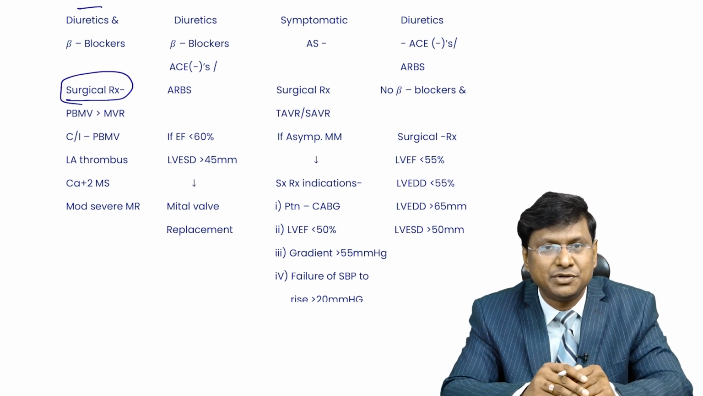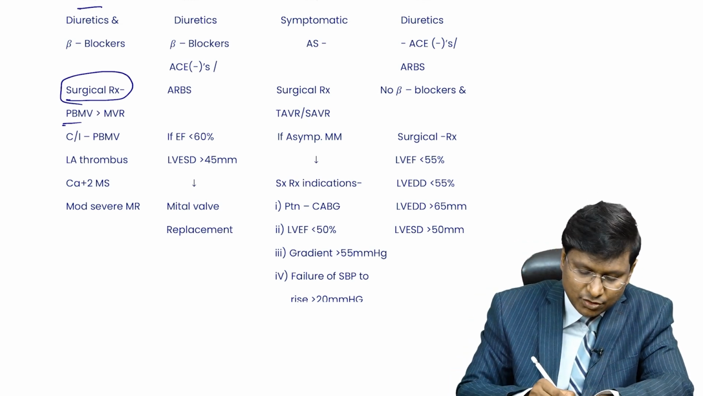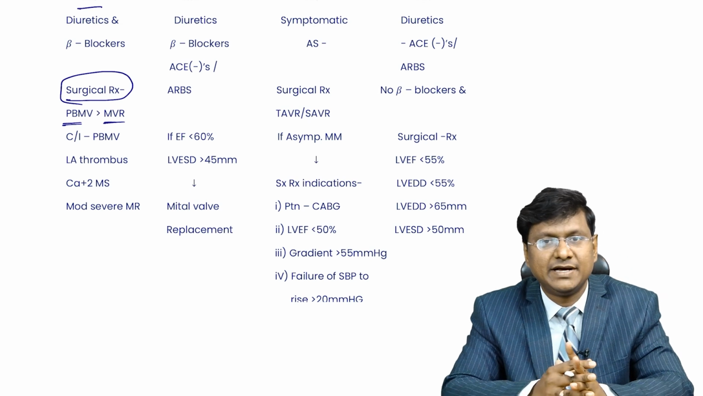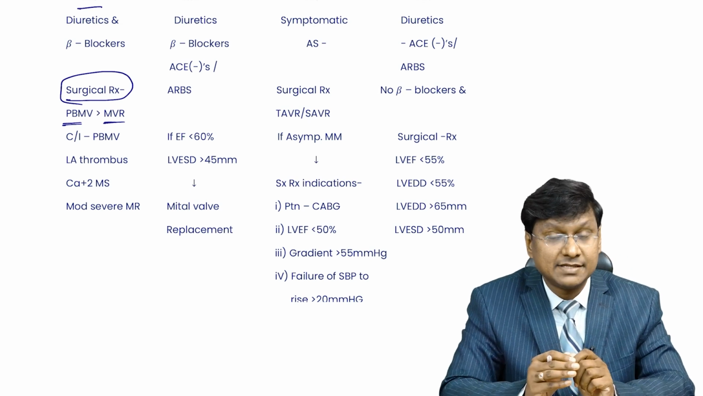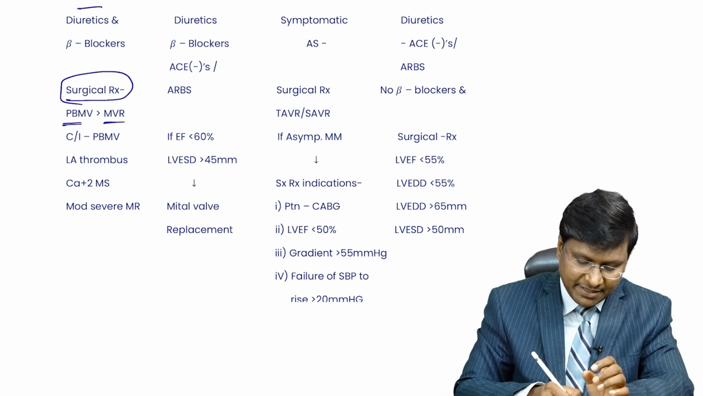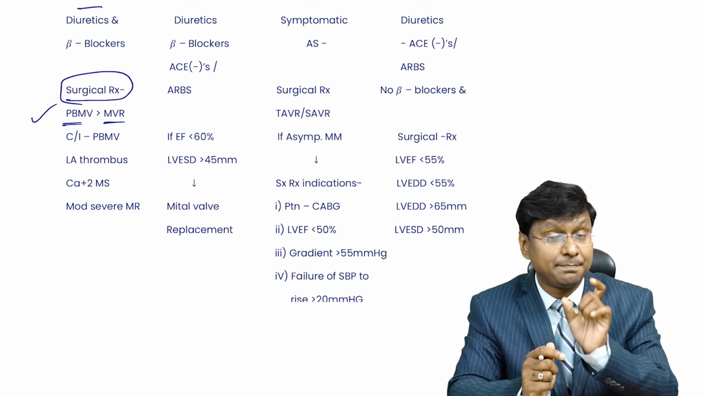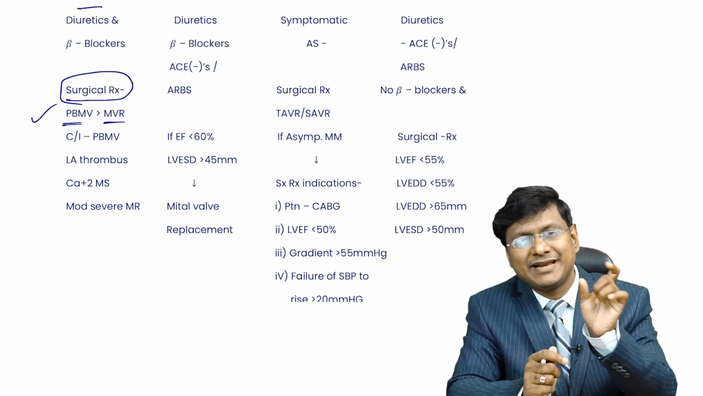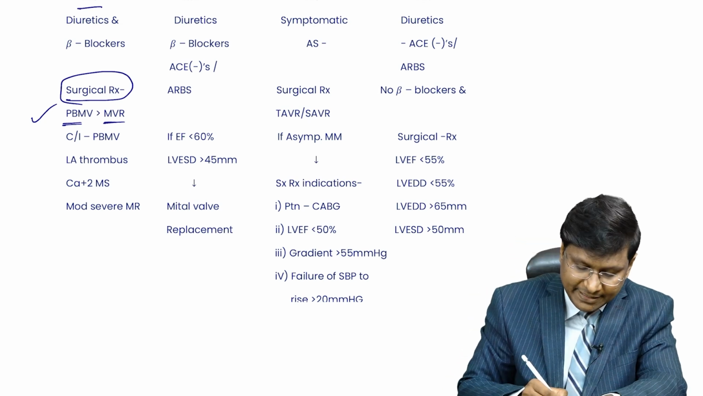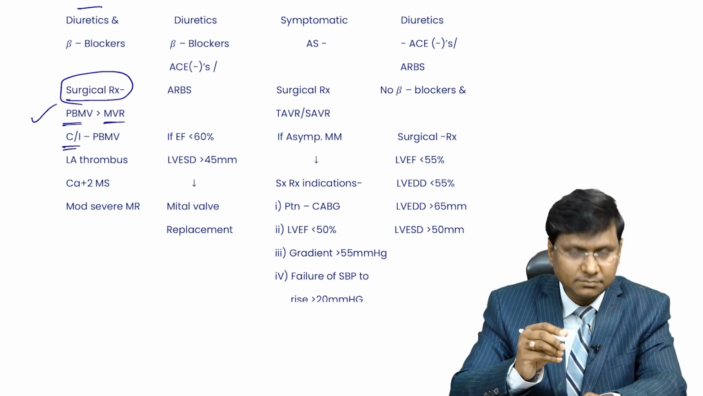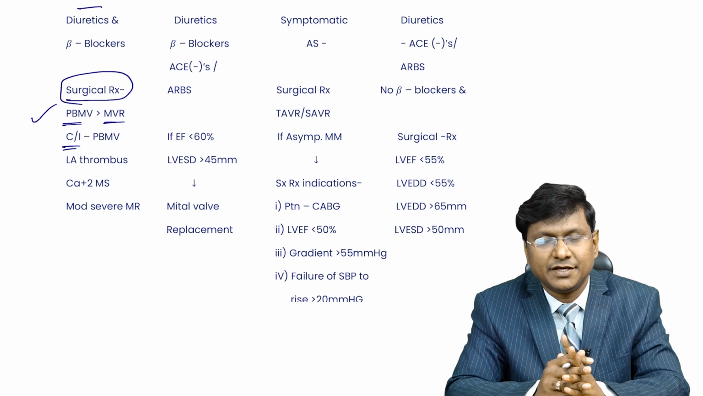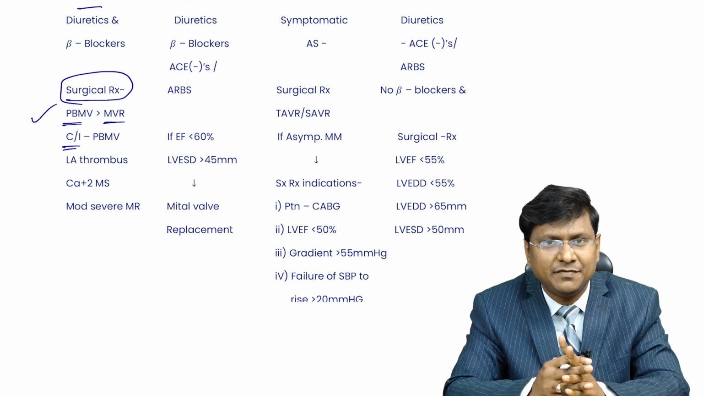And for that surgical treatment, you have two options, that is percutaneous balloon mitral valvotomy and mitral valve replacement. Now, which is preferred when? The PBMV, that is percutaneous balloon mitral valvotomy, is preferred. But when will you do mitral valve replacement? Mitral valve replacement is done whenever there are contraindications to PBMV. And what are those contraindications to PBMV?